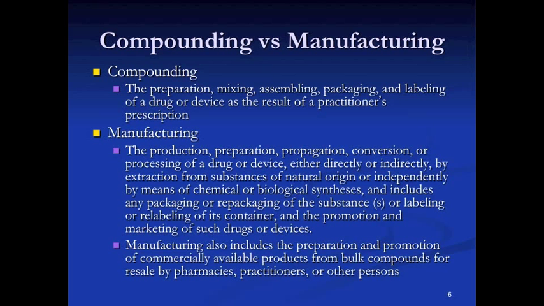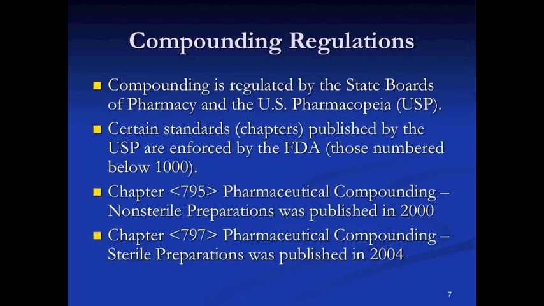Compounding and manufacturing are not the same thing. Here are the definitions of each verbatim. Compounding, by the definition presented here, refers to making a preparation based on a prescriber's order. Manufacturing refers to a commercial process. The state boards of pharmacy and the USP regulate compounding.